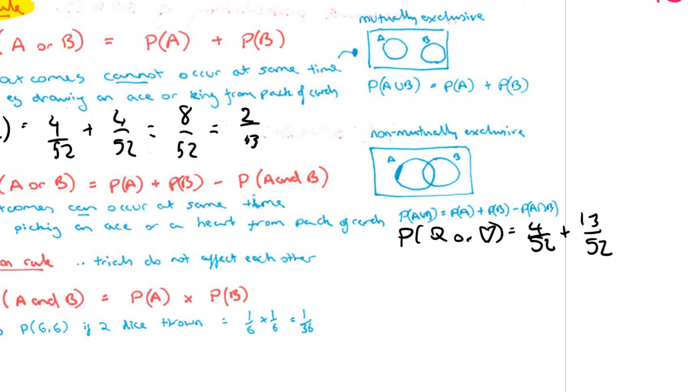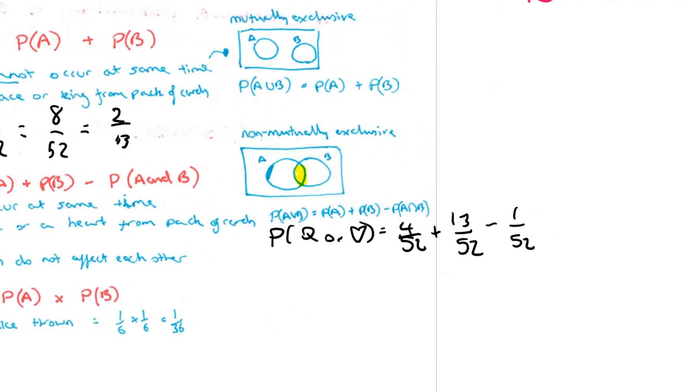But here we have to subtract the probability of getting a queen and a heart, i.e. the queen of hearts. Well, there's 1 queen of hearts in the pack, so what we need to do is subtract the 1 out of 52. If we don't do that, then we're going to be counting it twice. So the answer to that then will be 16 out of 52, which is 4 out of 13.